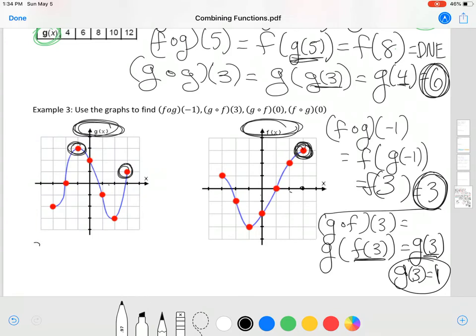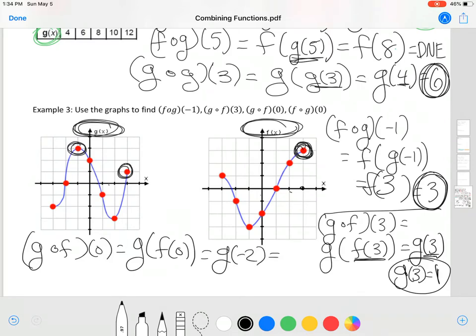Now let's do g of f of 0. So that means I've got to find f of 0. So I'm looking at the graph on the right, my f graph. f of 0 would be -2. And now I've got to look at the graph on the left to evaluate g of -2. And g of -2 would be 0. That would be this point right here. So my final answer for g of f of 0 is 0.